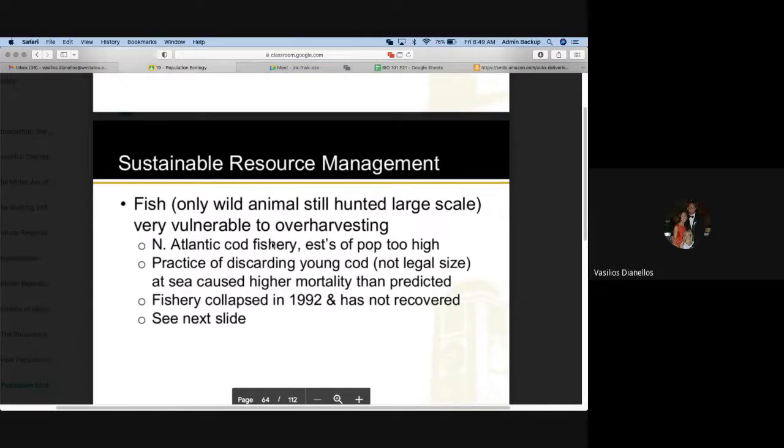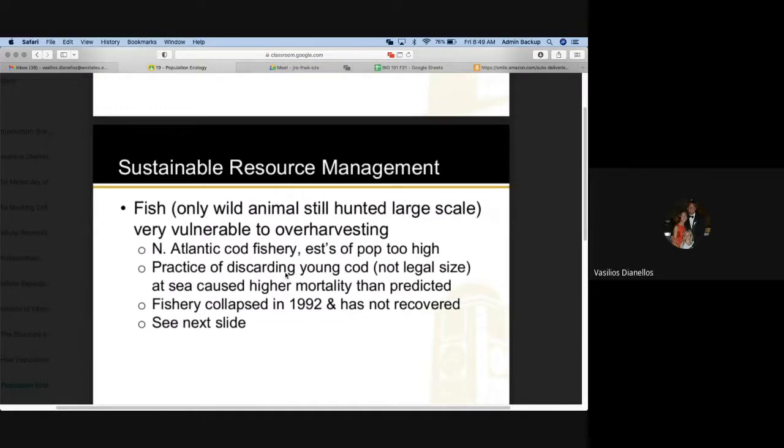Your book gives an example of fish. Fish are still the only wild animal that are hunted at large scale. Now, you might think, well, no, we hunt deer and things like that. And we do, but not to the extent that we hunt fish. And your book goes into specific details about the North Atlantic cod fishery. But with less than a minute left, I guess I won't get into that.